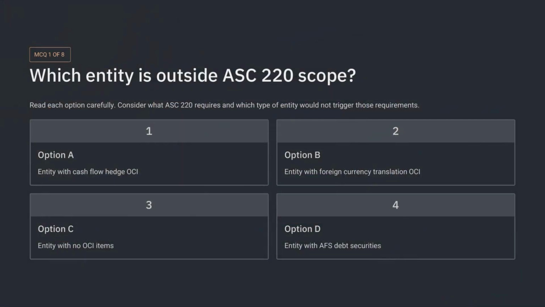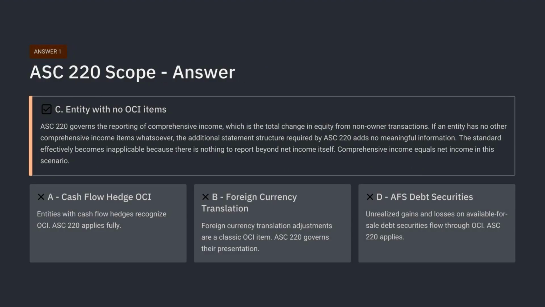Question 1 asks, which entity is outside ASC 220 scope? The options are an entity with cash flow hedge OCI, an entity with foreign currency translation OCI, an entity with no OCI items, or an entity with available for sale debt securities. Think about the purpose of ASC 220. It governs comprehensive income presentation, so the key is to identify which entity has no other comprehensive income items to report beyond net income. The correct answer is C, entity with no OCI items.